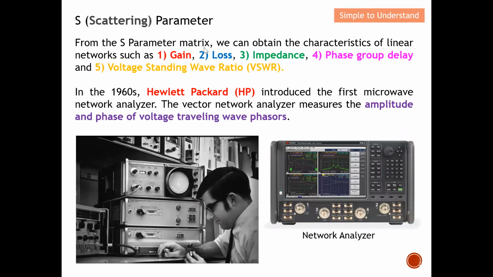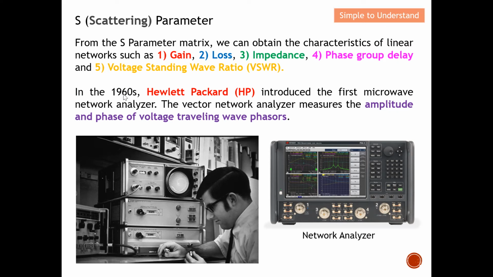From the S parameters matrix, we can obtain the characteristics of linear network such as gain or sometimes loss, depending on whether it is an amplifier which offers some gain, or if it's an attenuator, it actually has some form of loss. We are also able to obtain impedance from the S parameters. Phase group delay, so we will be able to know how much delay after going through this network, basically from these S21 parameters. We are also able to determine the voltage standing wave ratio, VSWR.